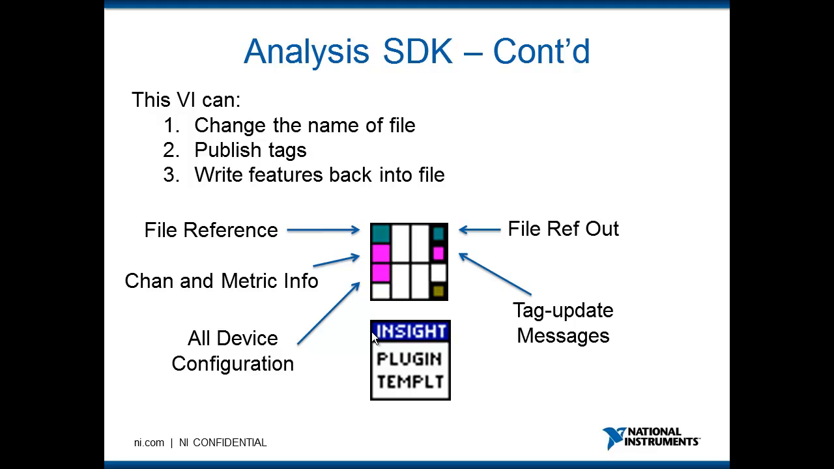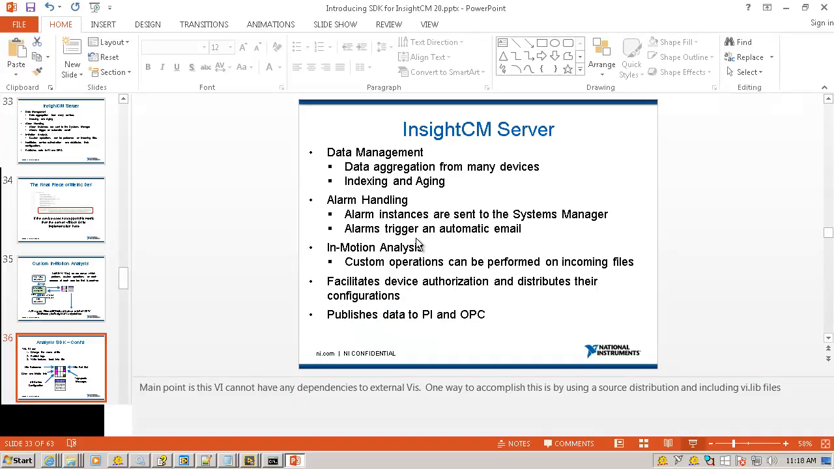But I just want to re-emphasize the difference between tags and features inside of InsightCM and make the point that inside of this VI, after the algorithm has been run, you can publish the results of that algorithm as a tag so that it can be pushed to a historian or so that it can show up in the device dashboard. And the results can also be written back into the file as a feature so that that data can be viewed in Data Explorer. So the SDK comes with an example metric called mean, and let's look at it now.